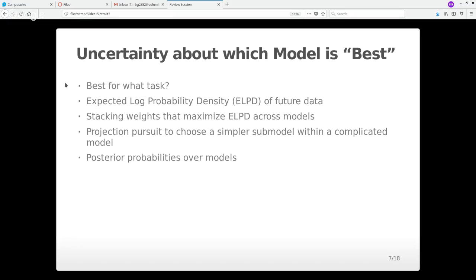of the bigger complicated model that has almost the same expected log predictive density, but fewer predictors. And that can be important or useful when, for example, it's expensive to collect data on all those predictors. And so you might say, okay, well, can we get away without having to collect data on this, which is expensive, but still get about the same expected log predictive density from a simpler model?